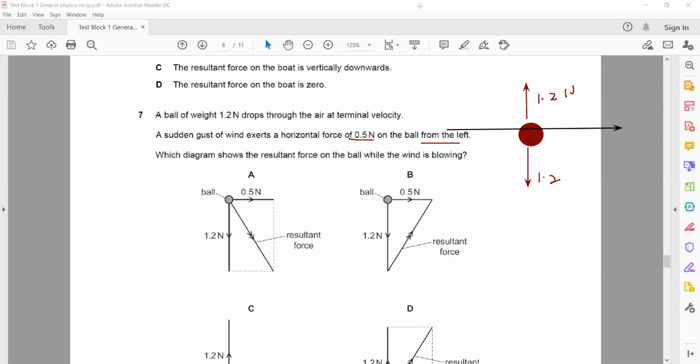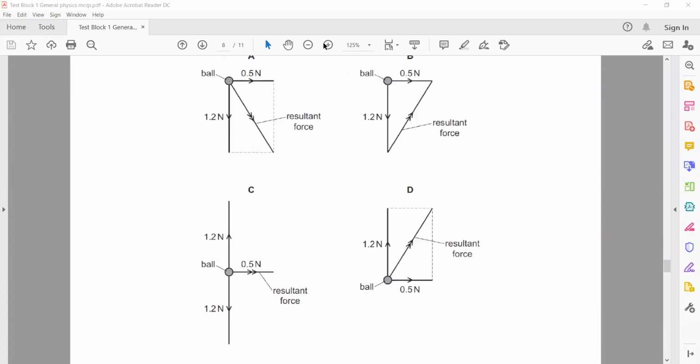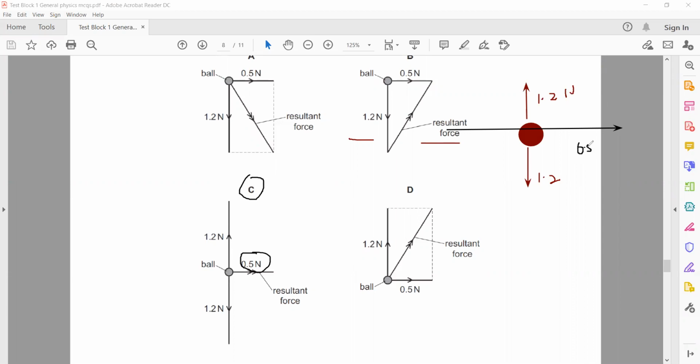on this object. So which diagram is correct? When you check, which one does it match with? It matches with C, that there should be these two. There's no resultant force vertically, and only the force which is responsible for its movement. That's the gust of wind, which is sudden and acting from left to right. So a 0.5 Newton resultant force will be there.